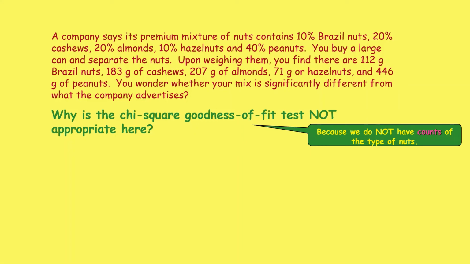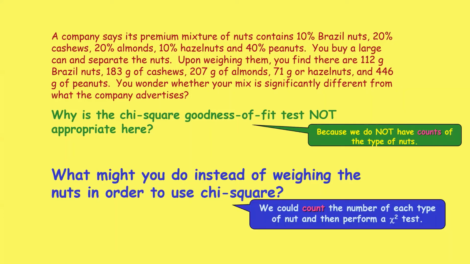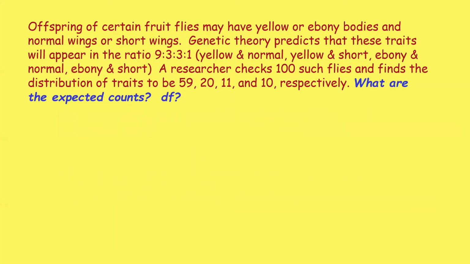So because we do not have counts of the type of nuts, we actually have grams, that's numerical, we don't have categorical data. So what might you do instead of weighing the nuts in order to use chi-square? We could count the number of each type of nut and then perform a chi-square test, okay? So reminder, chi-square must be for categorical data, not numerical.